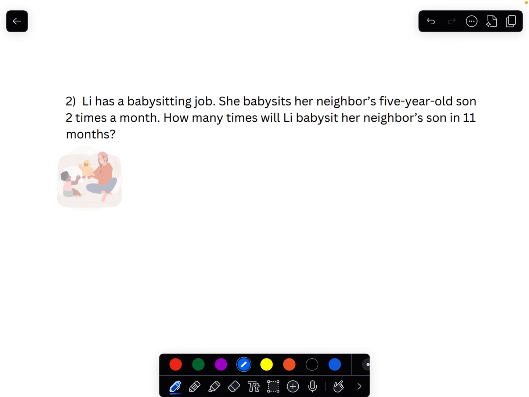Oh, again, there's a lot of information here. So I'm going to read the problem again to really understand what the question is asking. Lee has a babysitting job, and she babysits a 5-year-old kid 2 times a month. That seems like it's important information. 2 times a month. What is the question asking me, though? It's saying, how many times will Lee babysit her neighbor's son in 11 months? Now, again, if I'm not sure how to answer the question, I can always draw pictures to help me.